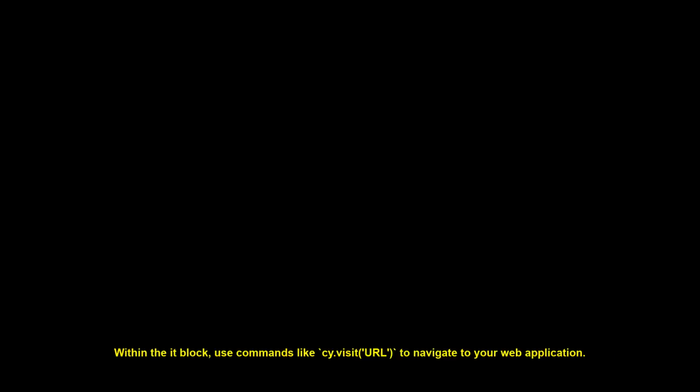Within the it block, use commands like cy.visit('URL') to navigate to your web application. You can include assertions using cy.get('selector').should('condition'). For example, you could check that a button exists or that a text is displayed. Save the file after adding your test code.